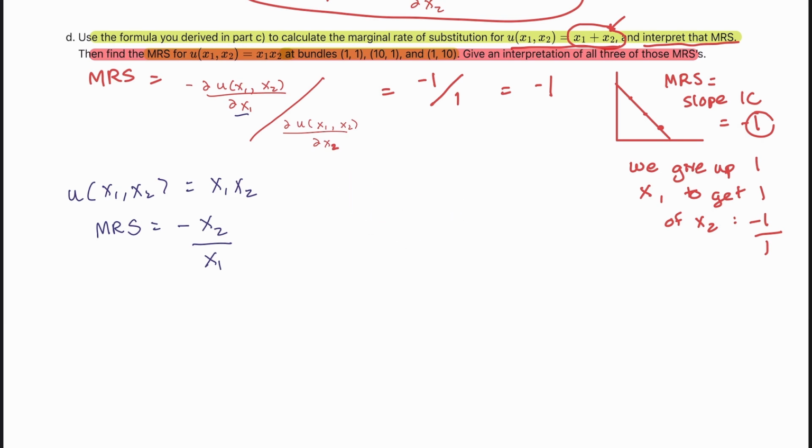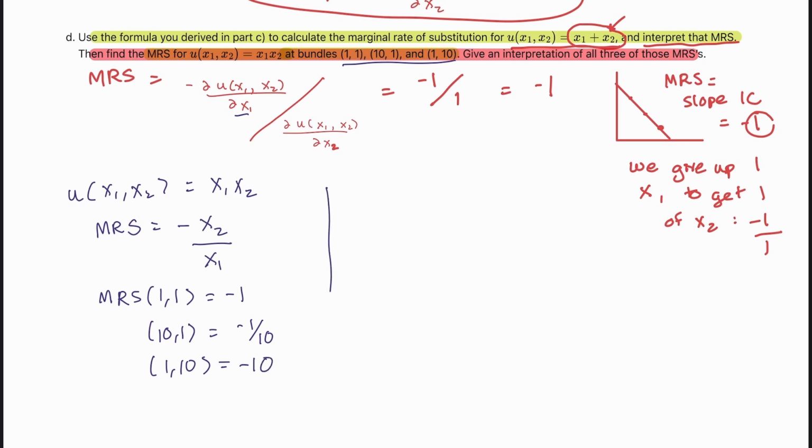And let's evaluate that at these different bundles. So the MRS at (1, 1) will be negative 1. At (10, 1), we're putting x1 in the denominator, so it'll be negative 1/10. And then at (1, 10) it will be negative 10.